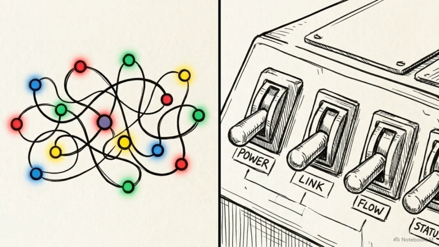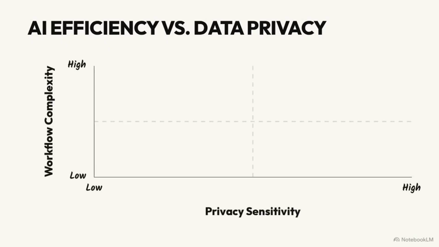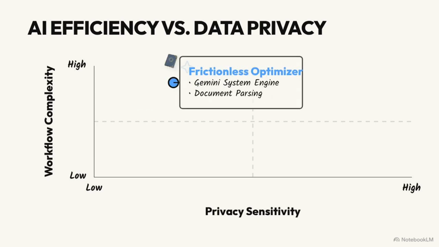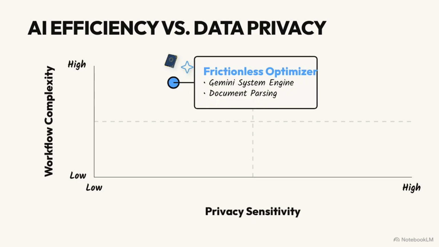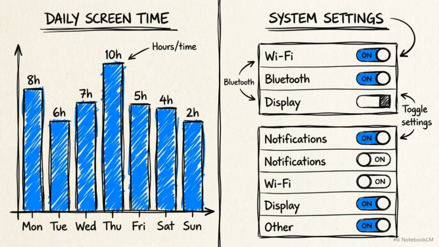Because these features demand ecosystem visibility, your setup should align with your personal privacy boundaries. We can map these choices on a matrix, plotting privacy sensitivity on the x-axis against workflow complexity on the y. For the frictionless optimizer, likely power users and frequent travelers, enabling the system engine and document parsing provides the highest return on time. The privacy-conscious pragmatist should disable document parsing to keep their IDs offline, while retaining on-device features like Rambler and threat detection. The correct configuration depends on which currency you are more willing to spend, your data privacy or your daily time.